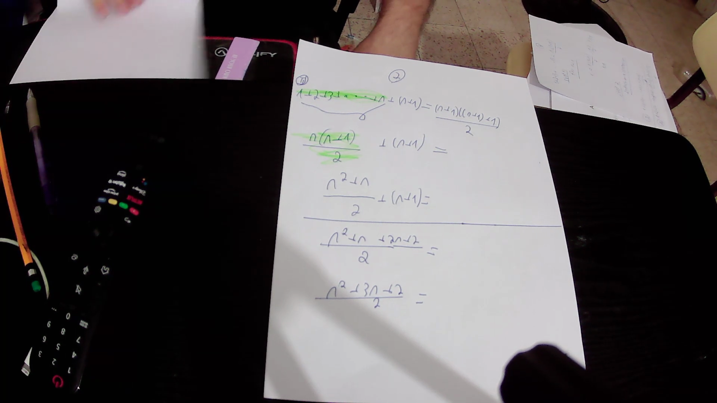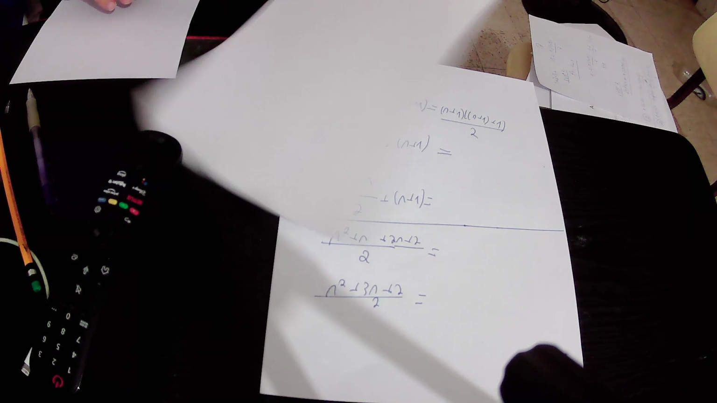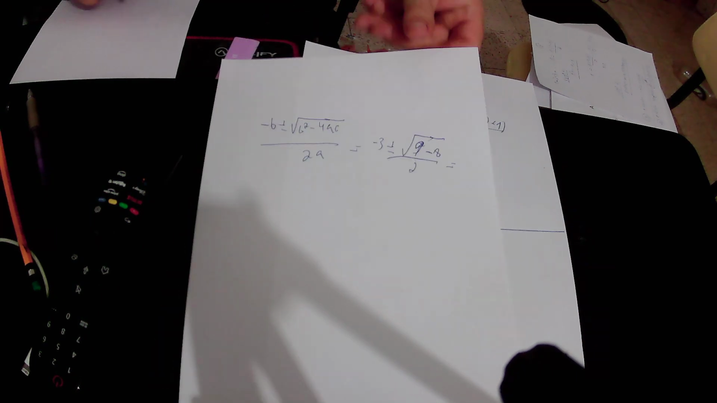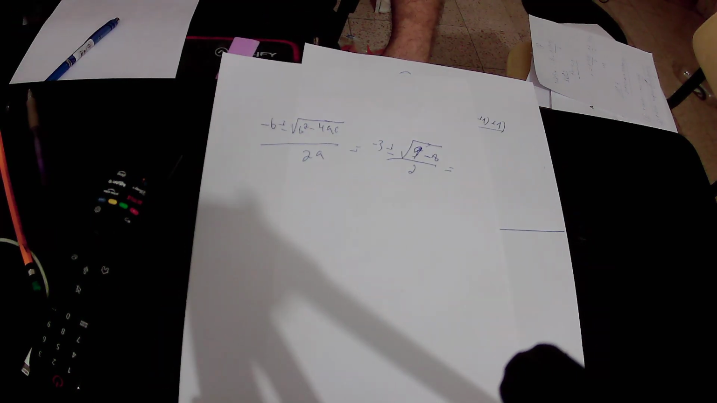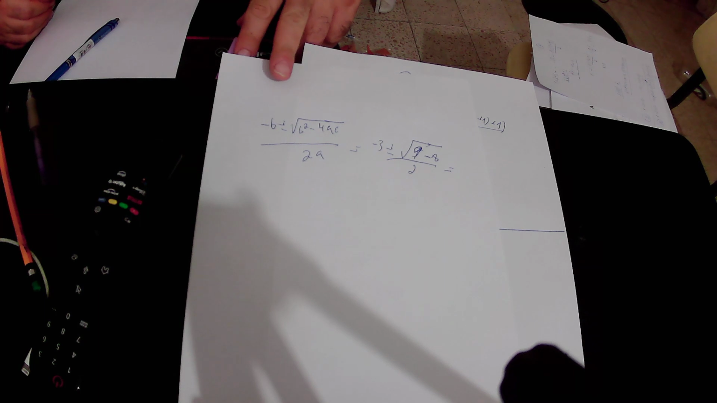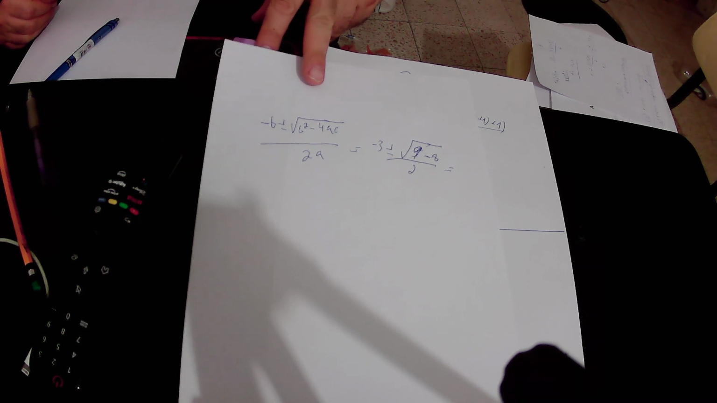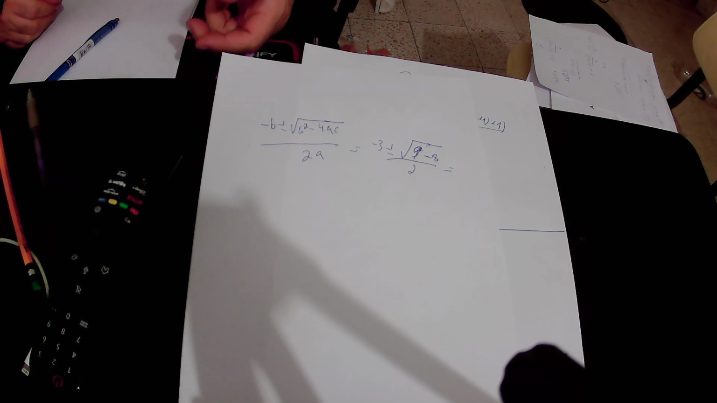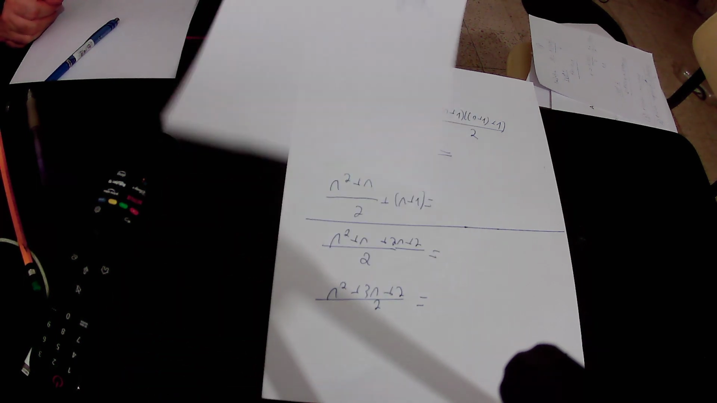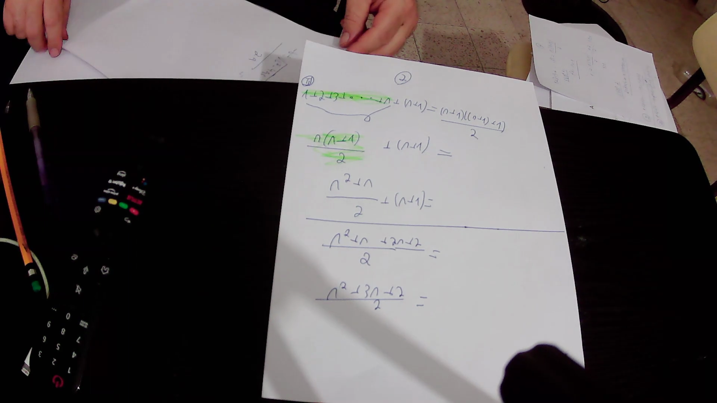Okay, so this is how we solve a quadratic equation. Minus b plus minus root of b squared minus 4ac all divided by 2a. So we will get two results.